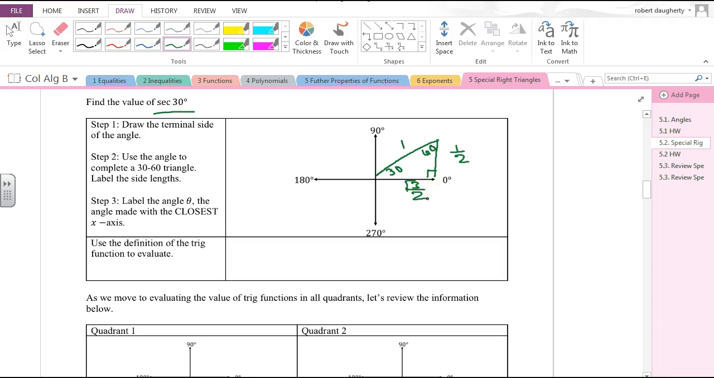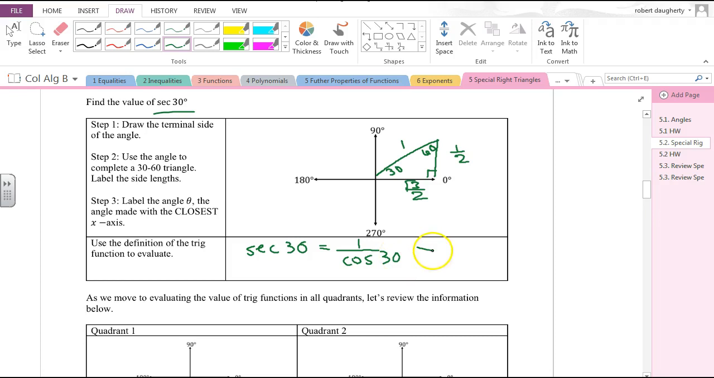So now I've got a triangle. If I want to figure out the secant of 30 degrees, the secant of 30 degrees is 1 over which trig function? What's the reciprocal of secant? Secant goes with cosine. So it's going to be 1 over the cosine of 30.